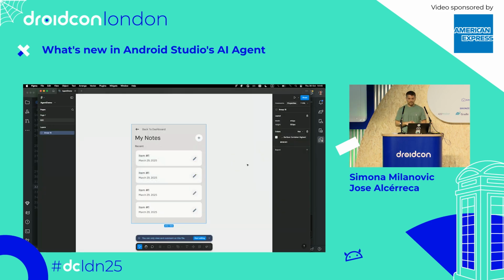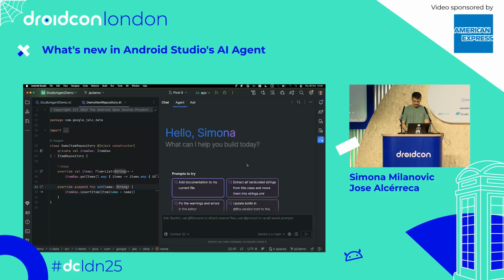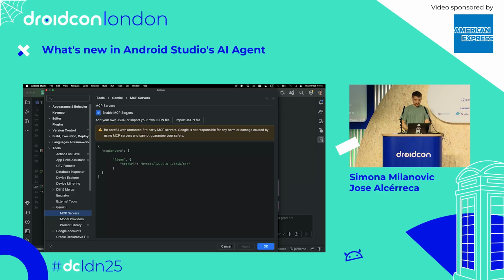So I have the Figma desktop app for Mac here running. And in here, I have a layout. It's just a list of items with a way to add new items to it. So if I go to settings in Android Studio and I enable MCP servers, you can see here that I have Figma already configured. And it's pointing to a local URL. This is because the MCP server is actually running inside of the desktop app.